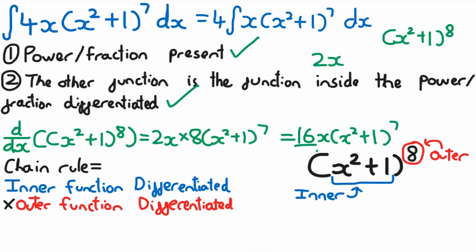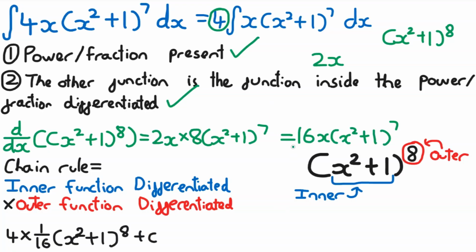But remember to divide it by this 16 here. So therefore, it's going to be 4, because remember, we have this 4 at the start here, 4 multiplied by this 1 over 16 x squared plus 1 to the power of 8, and remember this plus c here, and we can simplify this because we've got this 4 times 1 over 16, so this will cancel down to 1 over 4, so it's going to be 1 over 4 x squared plus 1 to the power of 8 plus c.